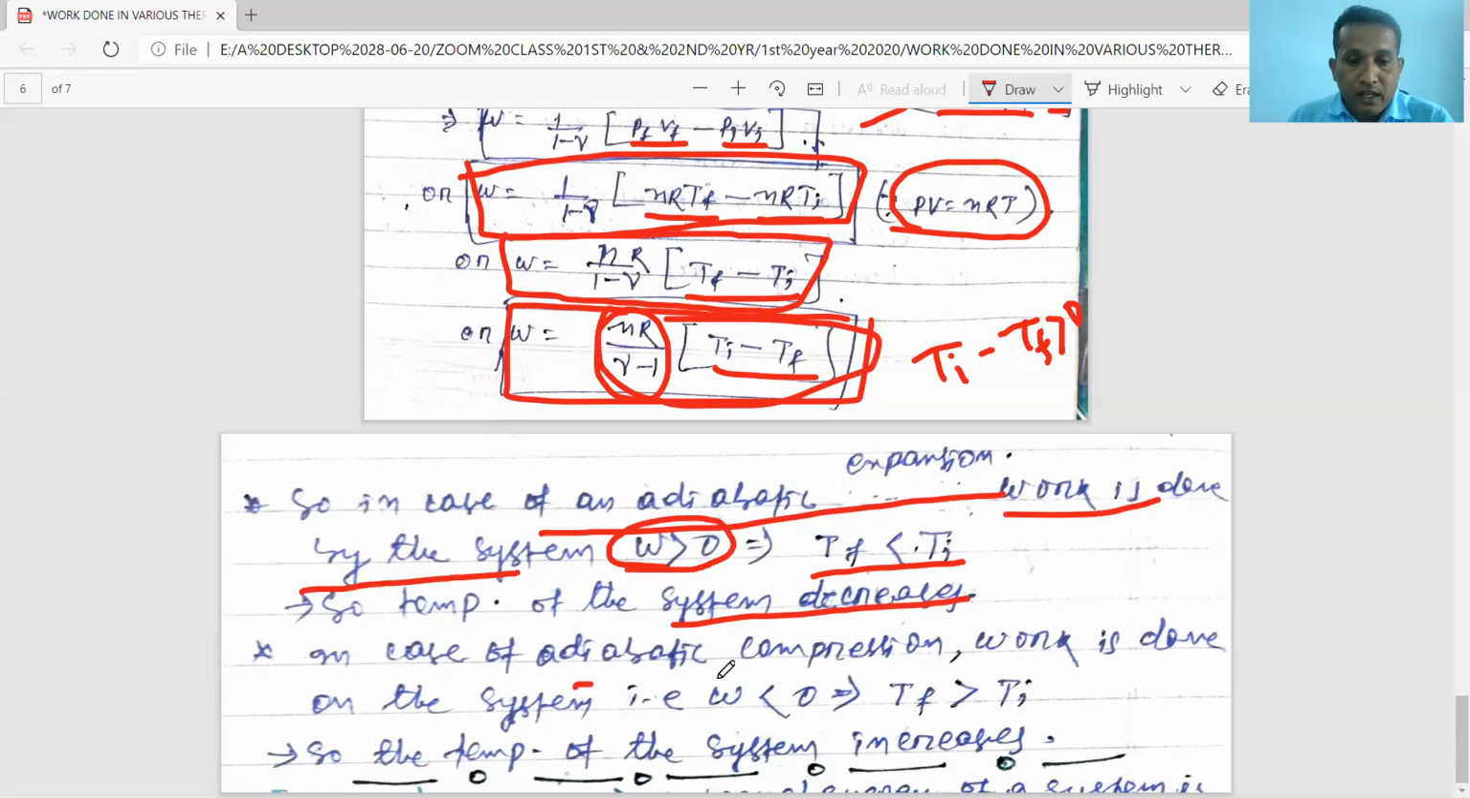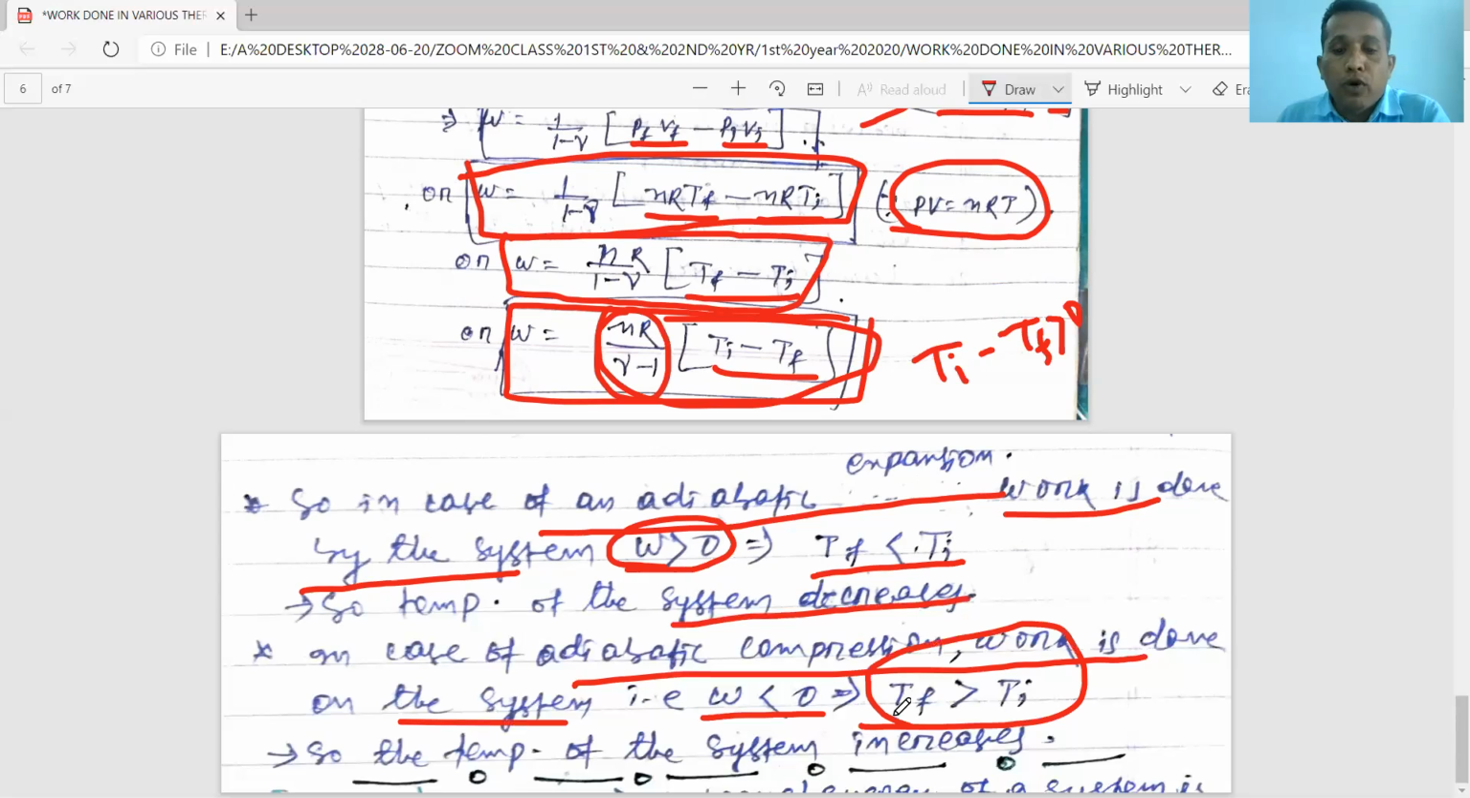In case of adiabatic compression, work is done on the system. On the system means work is negative. W is negative, or W is less than 0. So if W is less than 0, that means this right hand side is also less than 0. So Ti minus Tf is less than 0, which means Tf is greater than Ti. That means final temperature will be more than initial temperature. So the temperature of the system increases in case of adiabatic compression.